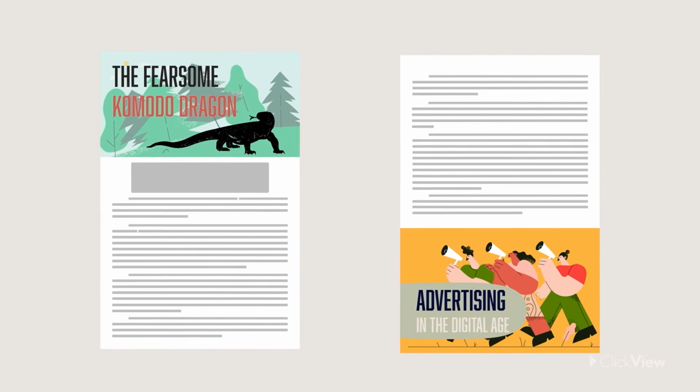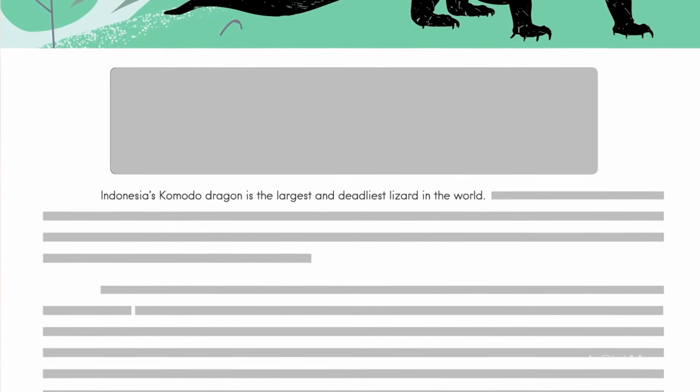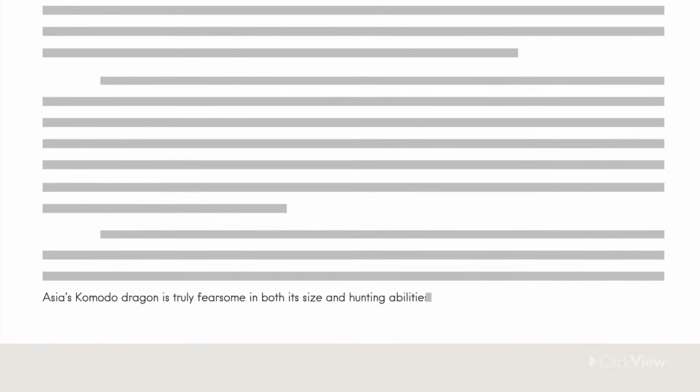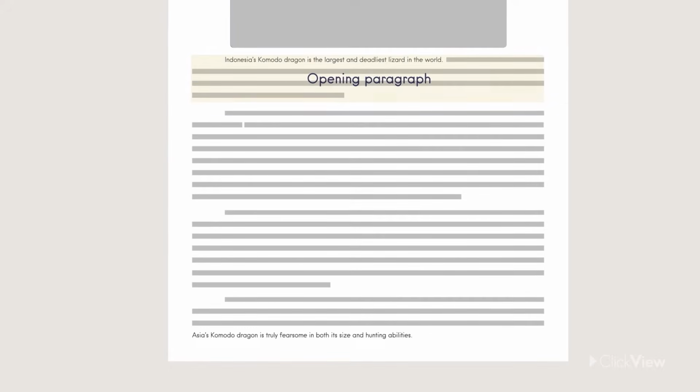Informational texts generally start with a paragraph that introduces the topic and main idea of the text. And they conclude with a restatement of the same information. The paragraphs between the opening and closing ones are called body paragraphs.